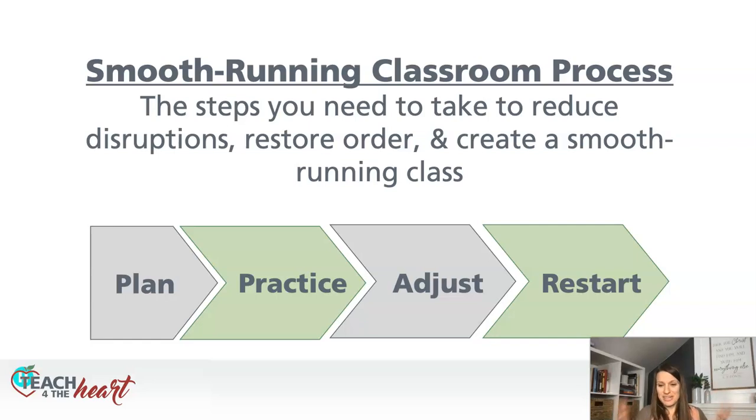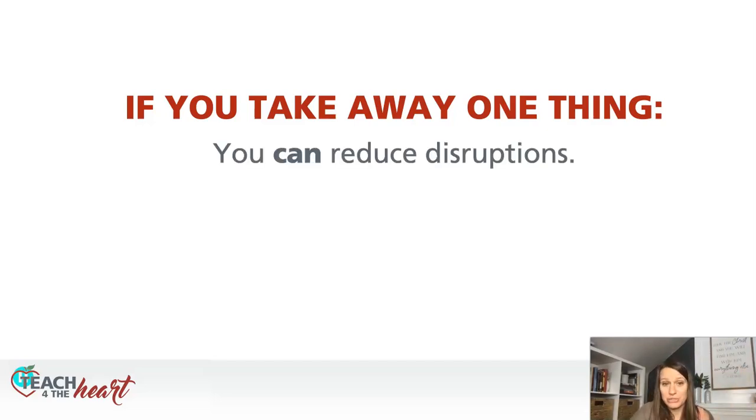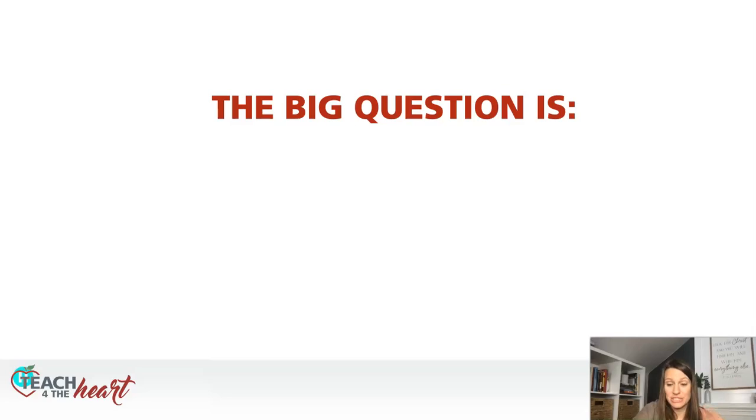So that's the smooth running classroom process. Step 1, create your plan. Step 2, put it into practice. Step 3, adjust your plan. And step 4, restart whenever it's time for the next school year. So if you take away one thing from this entire crash course, I want you to know you can reduce disruptions, and creating a plan is the way to do it.